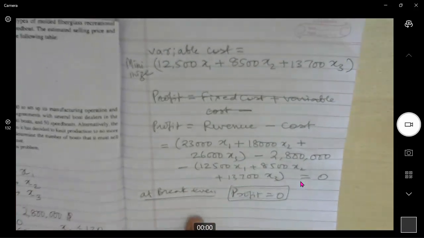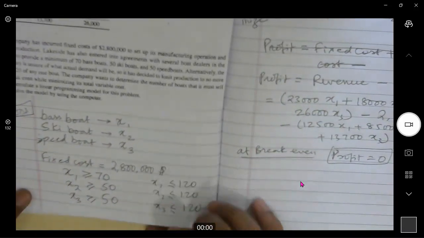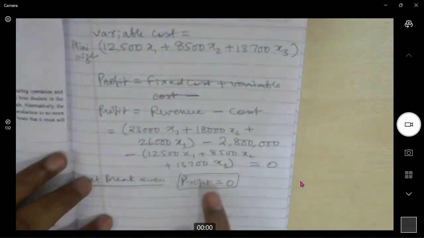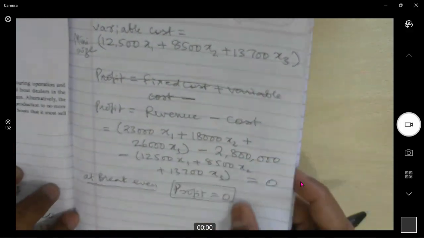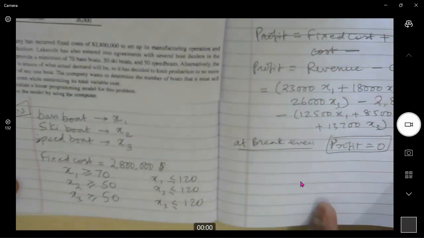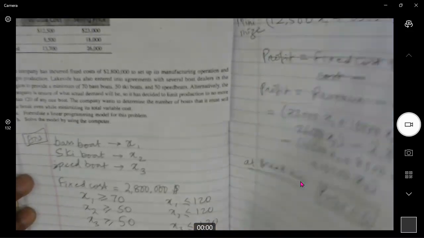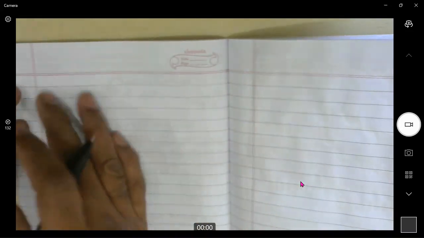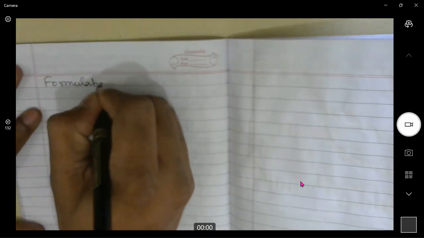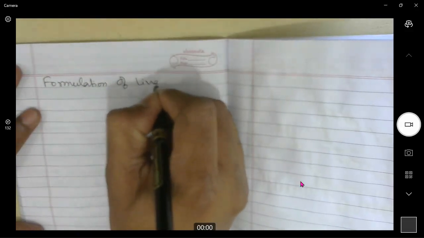So now I have everything. I think I read all the data and we have used everything. I have the objective function. Then I have one equality constraint, and then I have some inequality constraints. But for the ease of understanding, let's write it once again in a neat way. Formulation of linear programming problem.